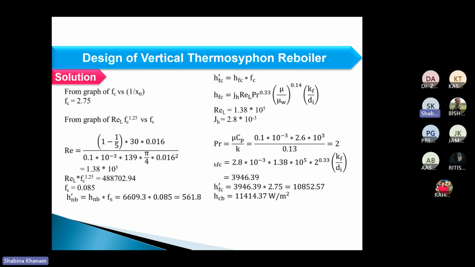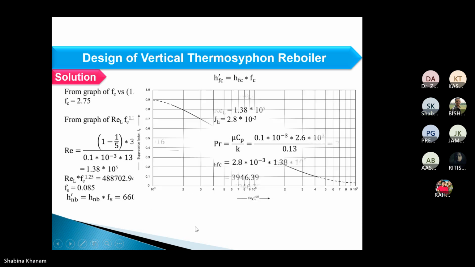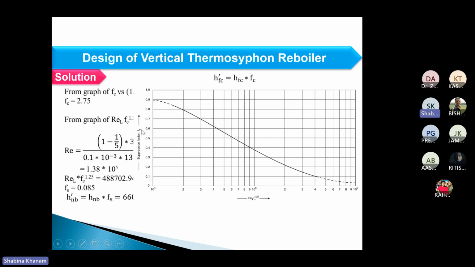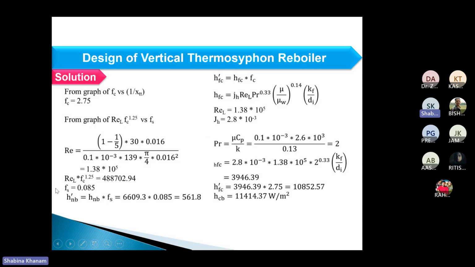So in that way you can consider the x value, and the Reynolds number you can find, which is equal to 1.38 into 10 to the power 5. So considering this factor, you can find the Fs value. Okay, and it is coming as around 4.9 into 10 to the power minus 10 to the power 5, somewhere over here. Okay, so the value you can find as 0.085 Fs.